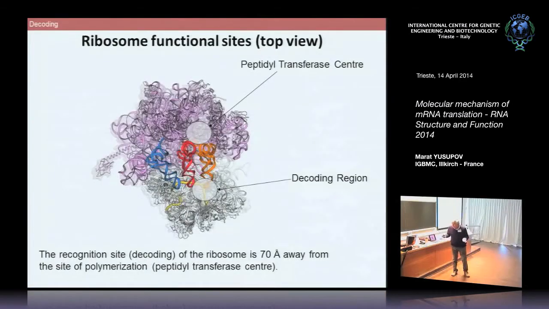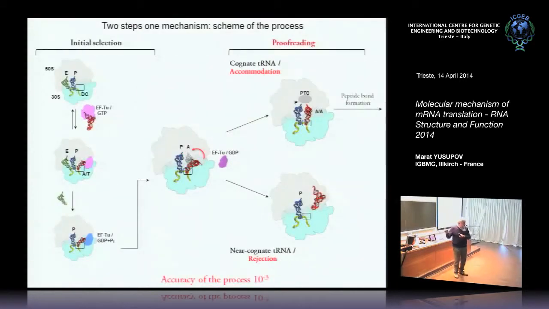Just to remind you, the decoding center is located on the small ribosomal subunit. This is the messenger RNA path, you can see here, and this is tRNA in the A site. But the peptidyl transferase center is located 70 angstroms away on the large ribosomal subunit. Yet the efficiency and quality of decoding are very high in protein biosynthesis, so peptide bond formation and decoding are related, even though the distance between them is very far. Is it visible? I will explain.